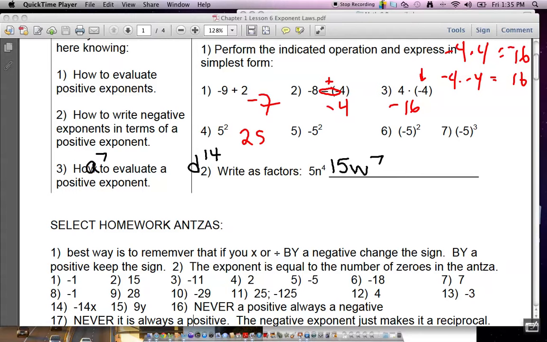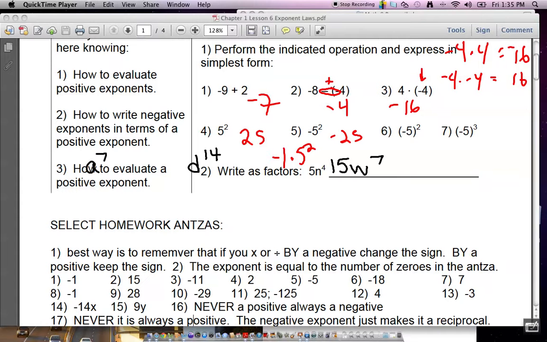All right. This is a lot trickier. What's this one? Negative 25? Good. How come? Because it's negative 5. Well, the question is, does this mean negative 5 times negative 5? It doesn't. By order of operations, what this really means is negative 1 times 5 squared. So first you do 5 squared, which is 25. Then you multiply it by that negative, and it becomes negative 25.